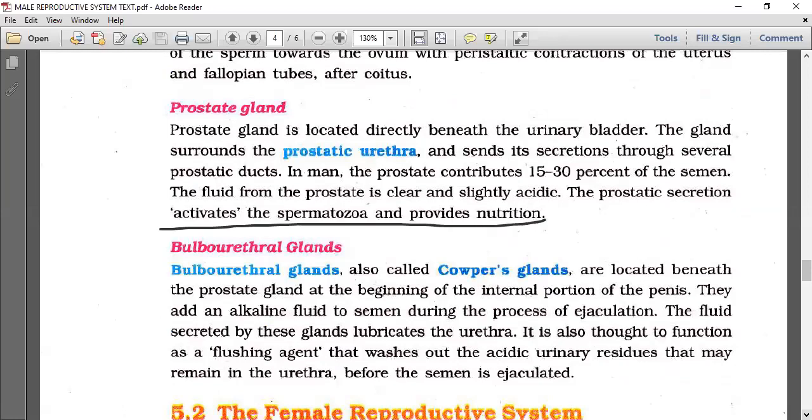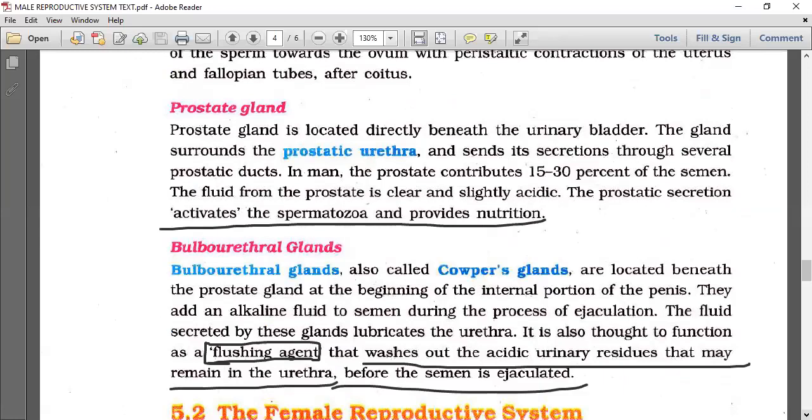So when it comes to the Cowper gland or bulbourethral gland, you need to remember this word, flushing agent, that washes out the acidic urinary residues that may remain in the urethra before the semen is ejaculated. That means when the urine passes through the urinogenital canal, the acidic urinary residues are removed by the secretions of the bulbourethral glands. We need to remember that as a function.